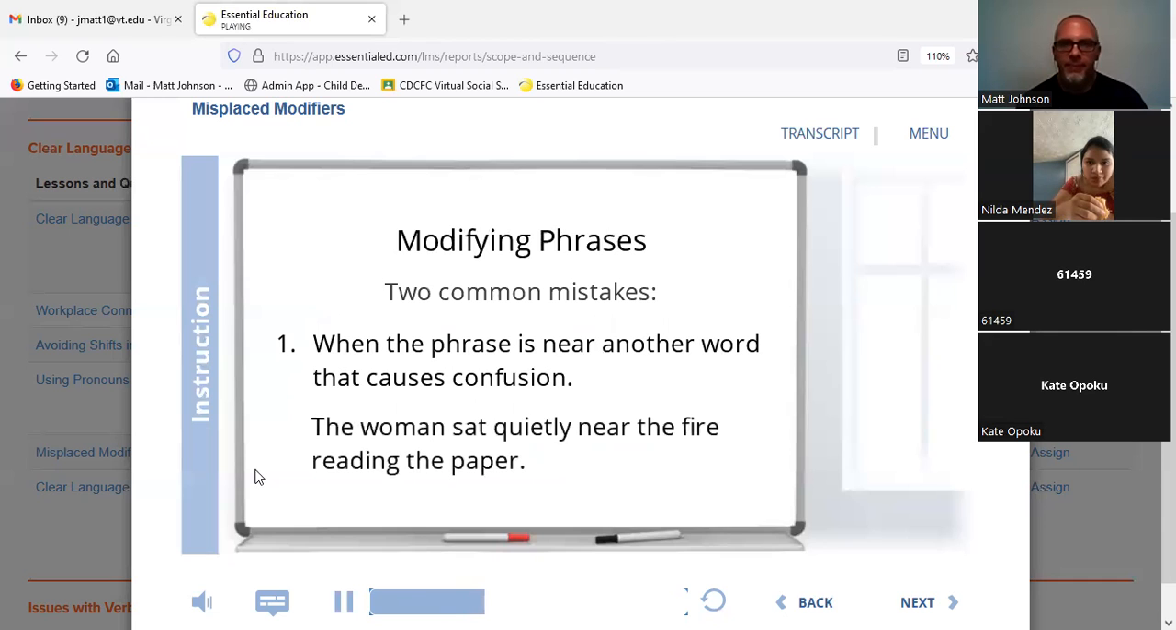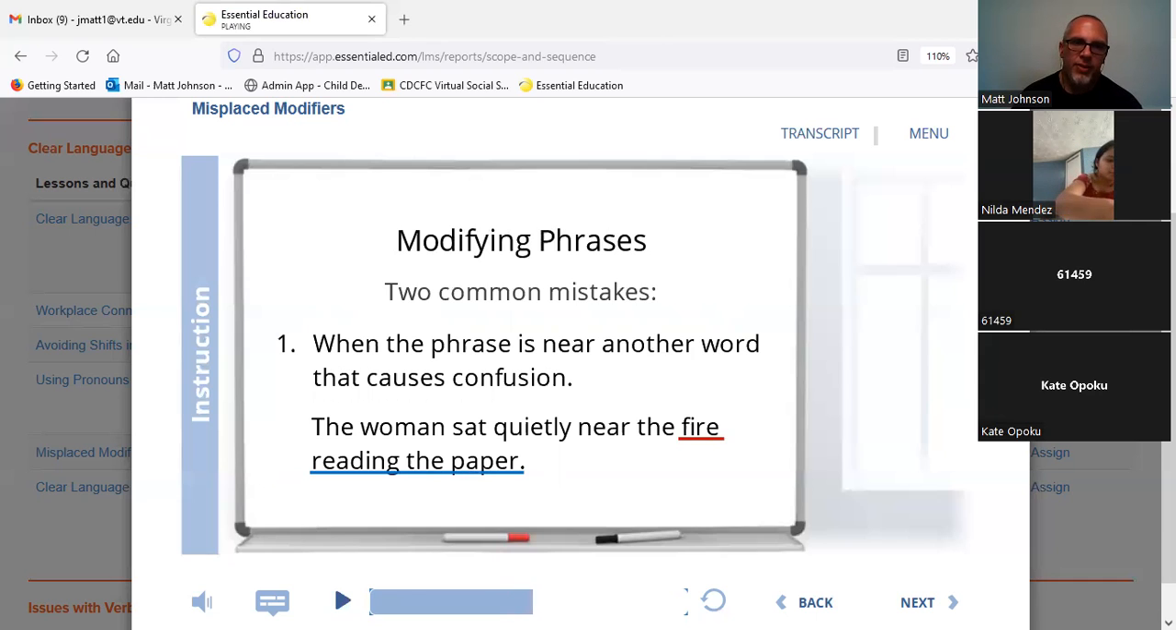One is when the phrase is near another word that causes confusion. Look at this sentence. The woman sat quietly near the fire reading the paper. What's the problem with this sentence? It's the phrase reading the paper. It can sound like the fire is reading the paper. Maybe you can tell that the woman is reading the paper, since it's silly that a fire would read the paper, but the misplaced modifier can still distract the reader.